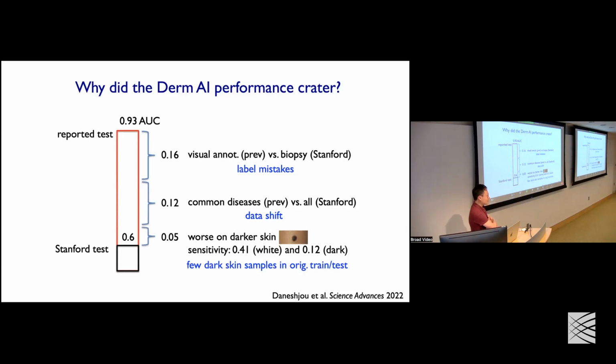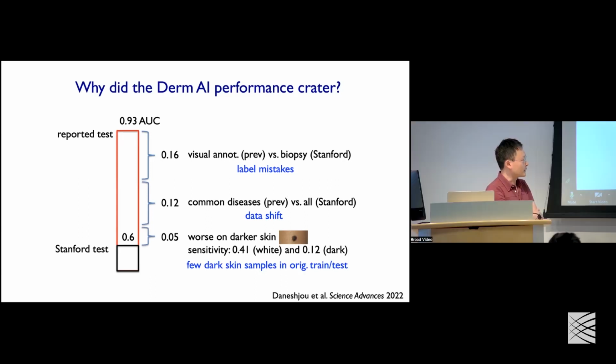So the third factor that we identified was also quite important, which is the models end up doing much worse on images that came from darker skinned patients. Right. So basically, if you look at the sensitivity of the model, so sensitivity here means that if the patient has skin cancer, how often would the model detect skin cancer? Right. So sensitivity is actually really low when the models are applied to images that came from darker skinned patients.